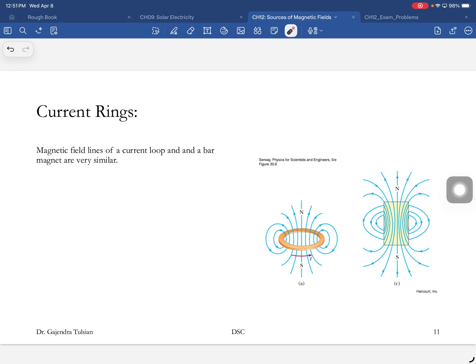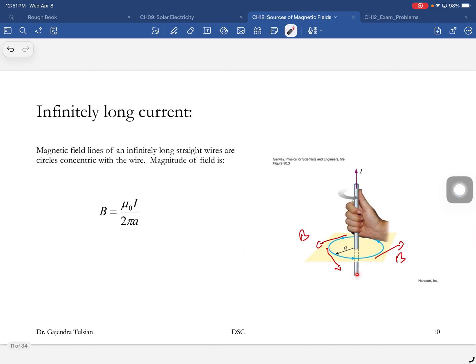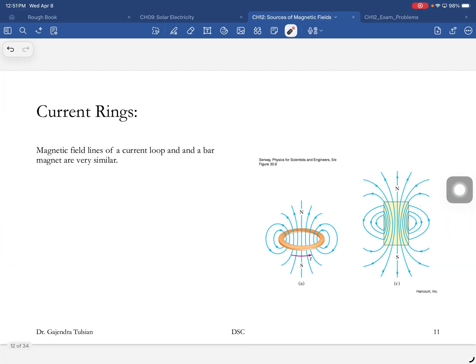All right, so this is the field of an infinitely long wire. It's concentric circles, okay, and the field gets weaker. It falls off as 1/r. Okay. Here's the field of a circular loop of wire carrying a current. Okay, so here's the magnetic field. And here's the magnetic field of a bar magnet. And you can see the magnetic fields are similar.